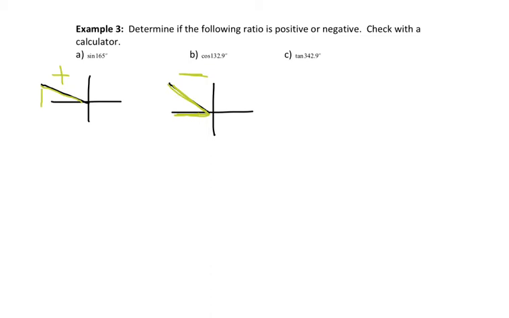Tangent of 342.9, 342.9 is around here. Tangent is opposite over adjacent, that's negative over positive, so tangent of quadrant 4 will be negative. And I'm using SOHCAHTOA to figure that out. My calculator agrees, positive, negative, negative. Remember that these values coming out are ratios. That's why they're all fractions, because they're all ratios.